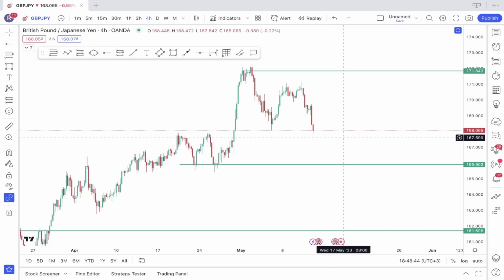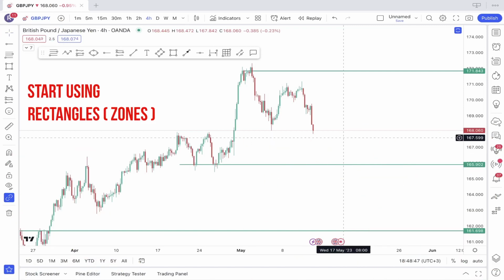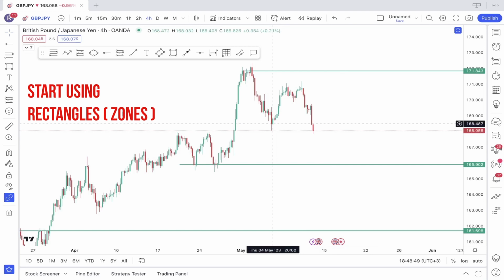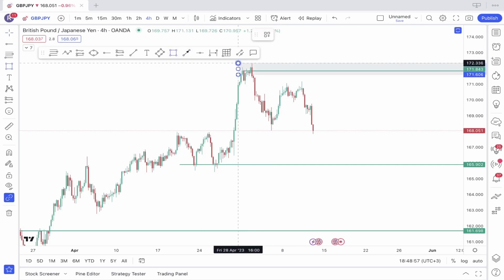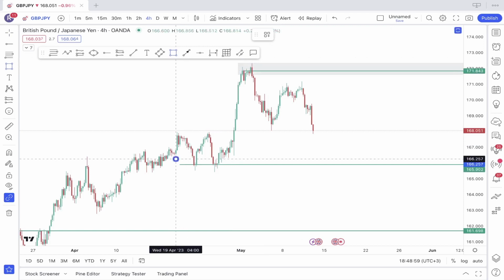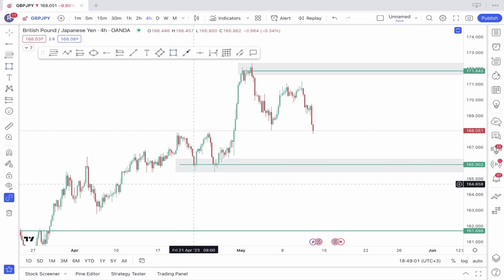And a very quick fix I did is I started using rectangles. I know it sounds crazy simple, but I still see a lot of people using lines drawing support and resistance levels. Okay, I started using rectangles, like zones, and this is how I was determining my support and resistance level.